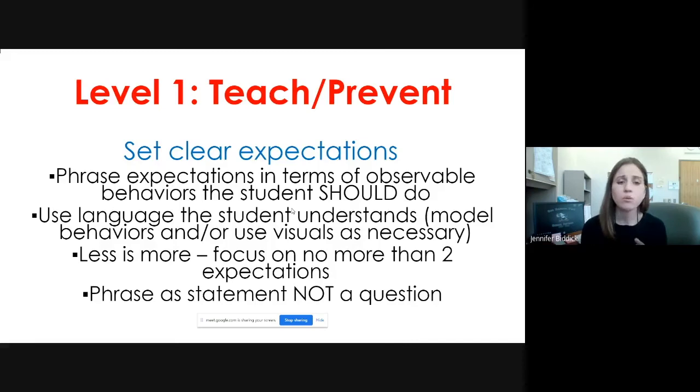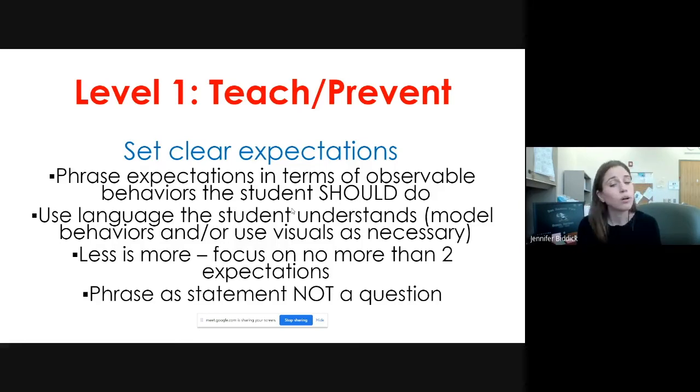We also want to make sure that we're using language that the student understands. We might want to provide a model or a visual cue as necessary. Again, on the next slide, one of the examples is "pay attention." What if our learner doesn't understand that vocabulary term? What if they don't know what attention means? How do we define attention? So maybe using a gesture towards the teacher, or just saying, "look at the teacher." That's a much clearer expectation, and it might be vocabulary the student understands better.